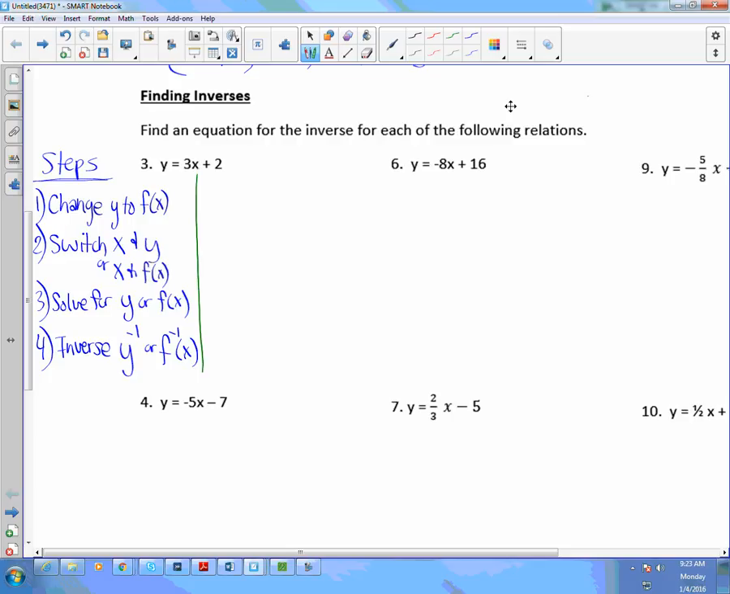First step, instead of y, I'm going to rewrite it and replace the y with what? f of x. f of x equals 3x plus 2. Now what do I do? Switch. That doesn't mean that everything changes location. It just means rewrite it with the other one. So instead of f of x, I'm going to write x.